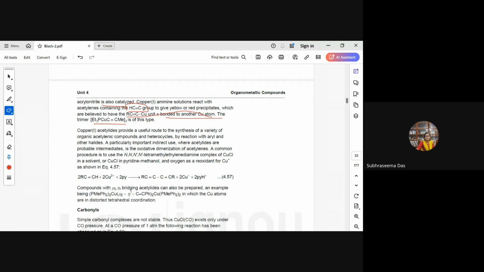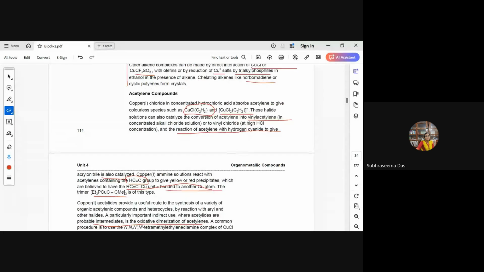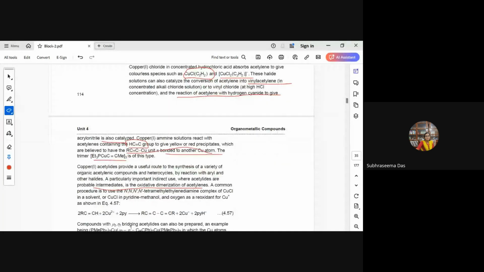A particularly important use where acetylides are intermediates is the oxidative dimerization of acetylenes. Although these copper acetylides have been used for other purposes, one of the important reactions is that they are the intermediates formed in the oxidative dimerization of acetylenes. So these are some of the examples of organocopper compounds with acetylene.